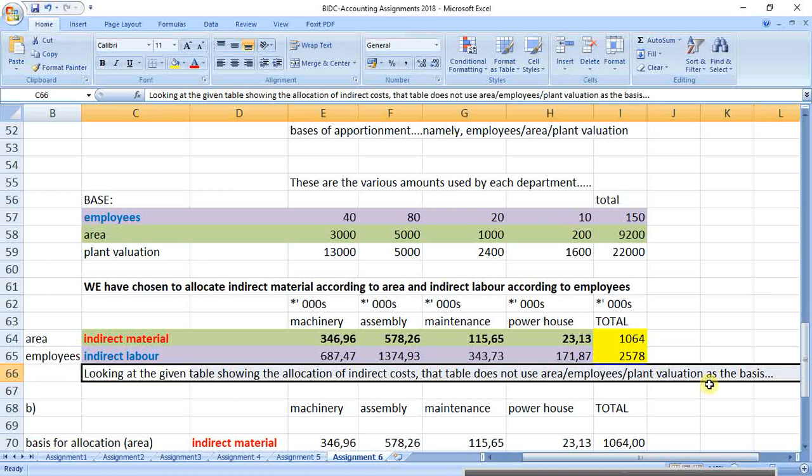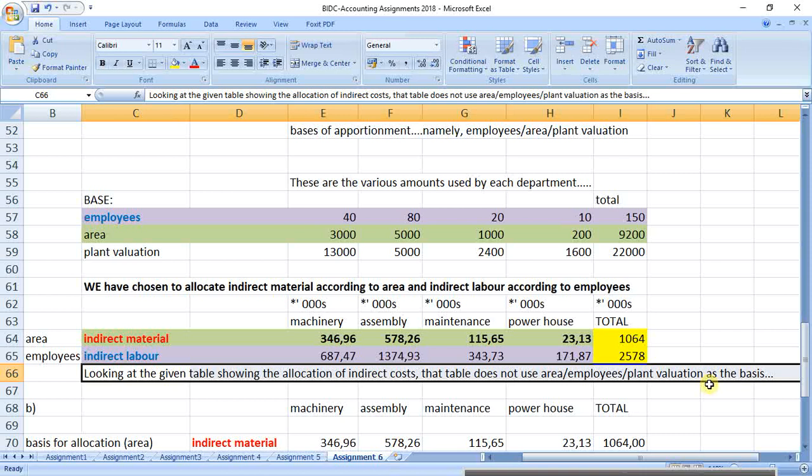Okay, there are different ways of allocating costs. Okay, we've seen that in the textbook. You get absorption costing, marginal costing. There's a lot of different ways of allocating a cost to a specific department, or product. It could be anything actually. You're just trying to absorb costs so you can price your goods appropriately.